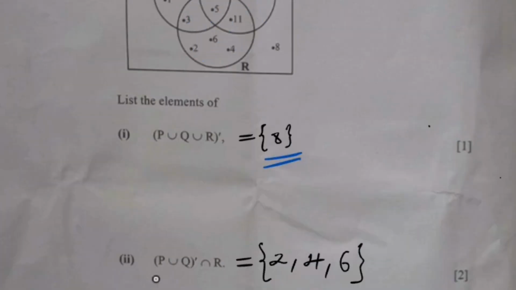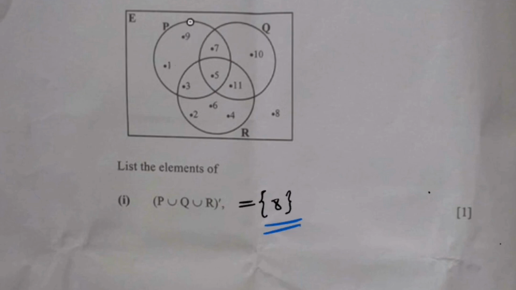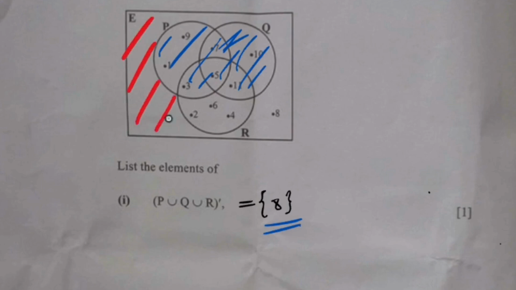Next, we have P union Q complement intersection R. So the first thing is to identify what is P union Q. P union Q is these elements that are in here. And what is P union Q complement? It is everything that is outside here. Okay, now what is R? R is here.